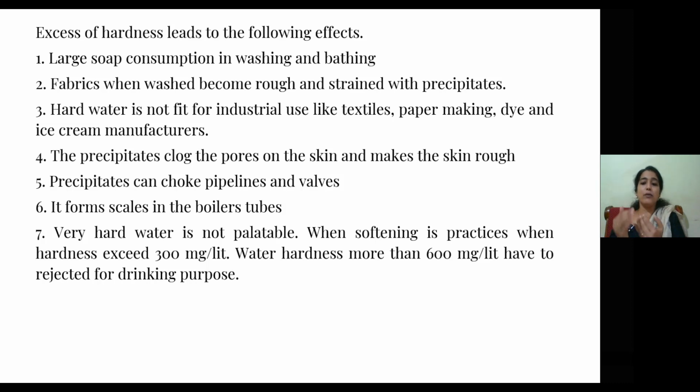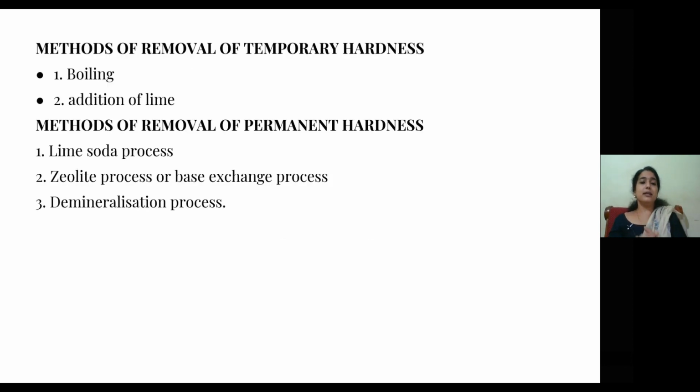Softening is practiced when hardness exceeds 300 milligram per liter. When water hardness is more than 600 milligram per liter, then we will reject the water for drinking purposes. So the hardness present in water should be below 300. That is, desirable is 100 to 150 milligram per liter.